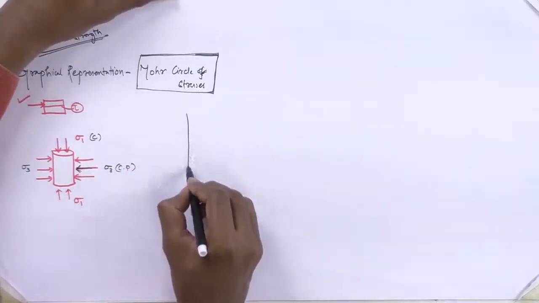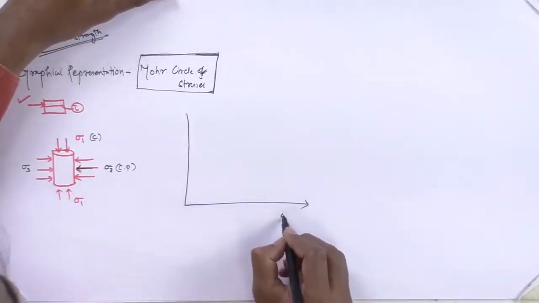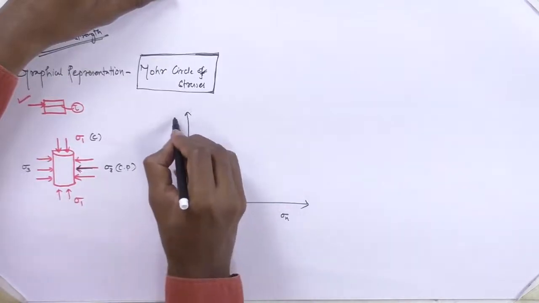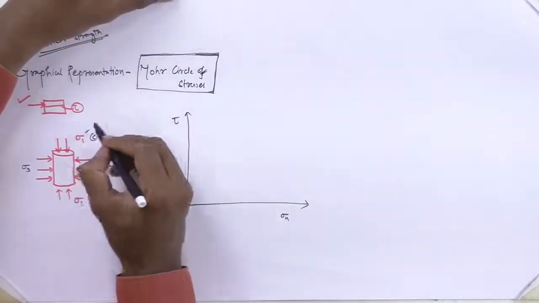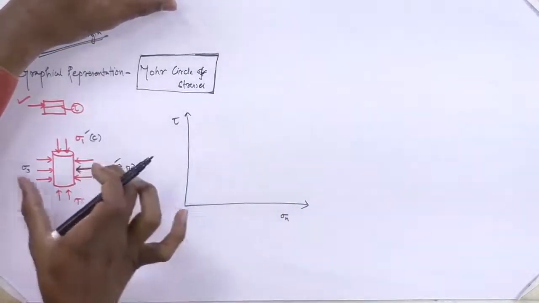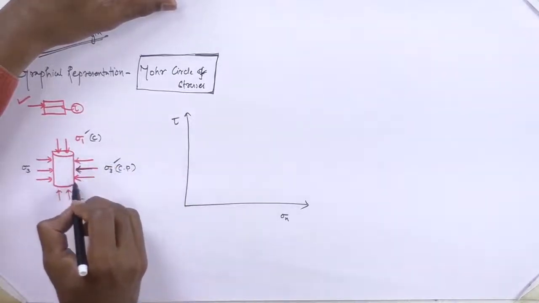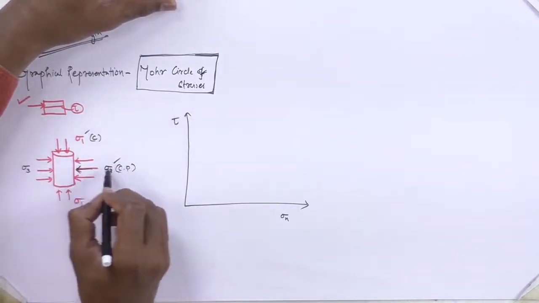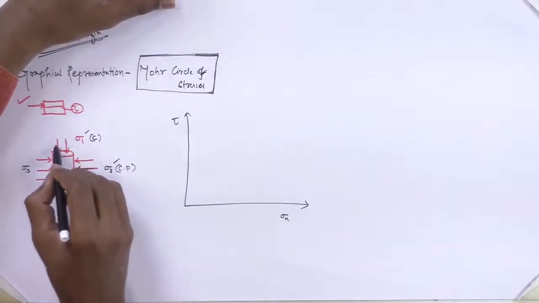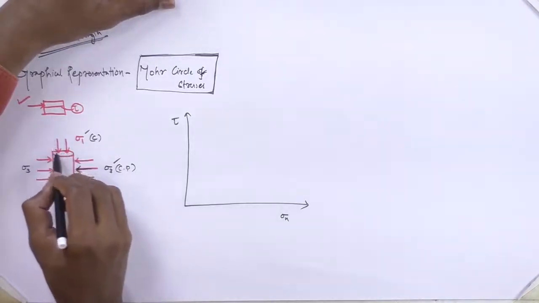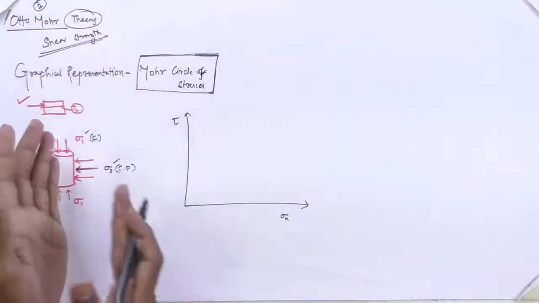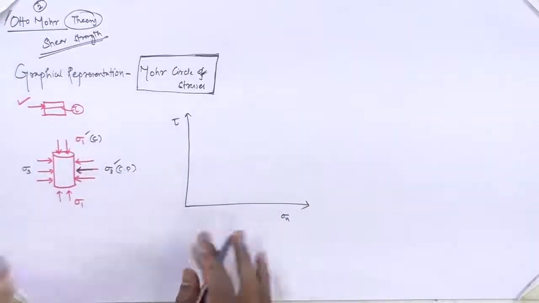So what he is telling, let us take the same graph, sigma n and this is tau. Here sigma 1 and sigma 3 are in normal directions. So this is a plane, and for this plane the pressure applied is in the normal direction. So that can be taken as a normal stress applied.